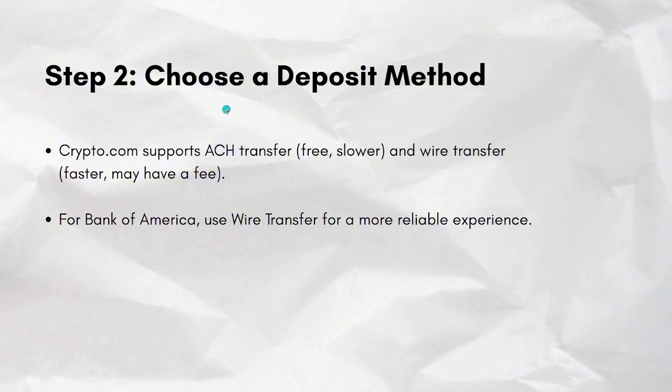Step number two is choose a deposit method. So Crypto.com supports ACH transfer, which is free and slower. And for wire transfer, it is faster. It may have a fee. So for Bank of America, you just have to use wire transfer for a more reliable experience.